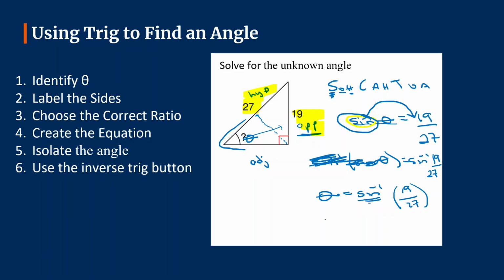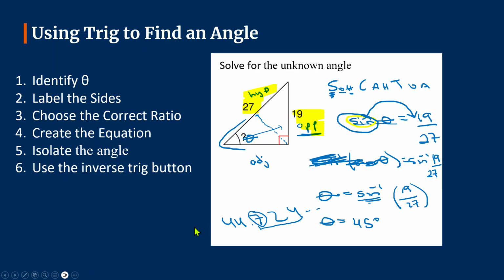And now this is exactly what we just practiced, using the right buttons on your calculator. I'm just going to type that second function sine to get inverse sine. Then I'm going to use a bracket, 19 divided by 27, close the bracket. And then my calculator says 44.724 and so on. I want to get rid of all the decimals, and the first decimal digit is a 7, so I need to round up. So that is 45 degrees.